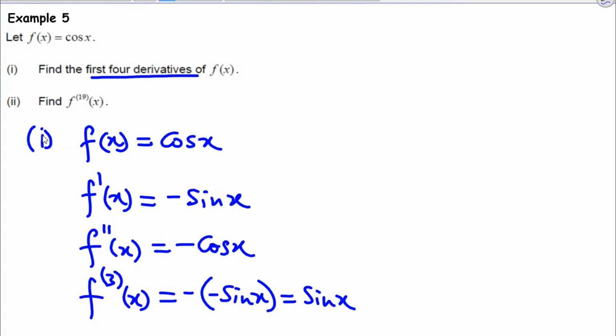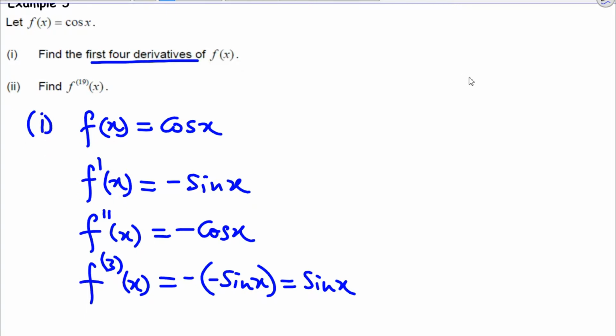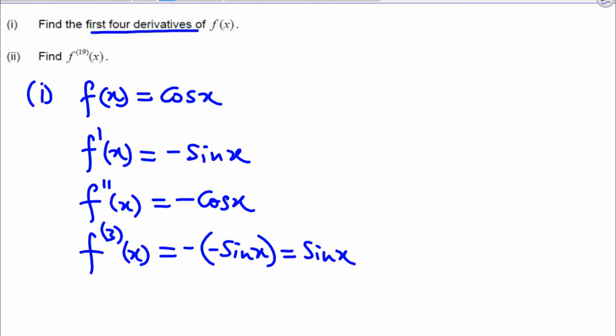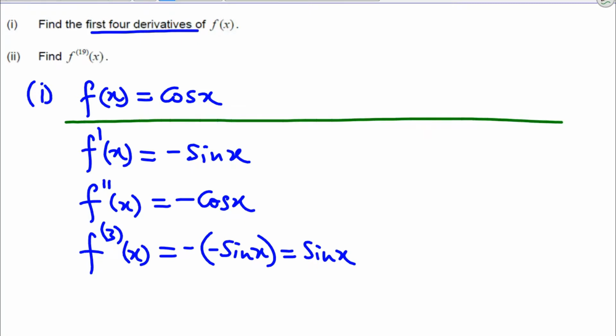So part two, we need to find the 19th derivative. What you may want to do here is to look at the pattern and try to come up with a way of finding the 19th derivative. So what I suggest is that maybe you can just draw a table here.